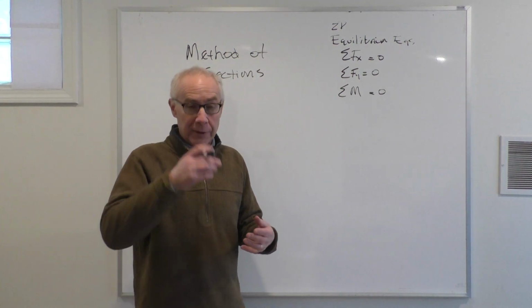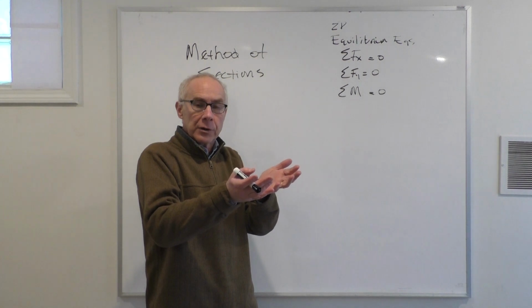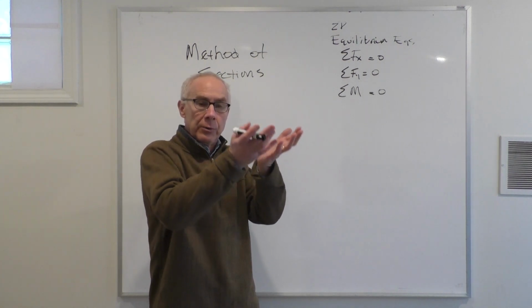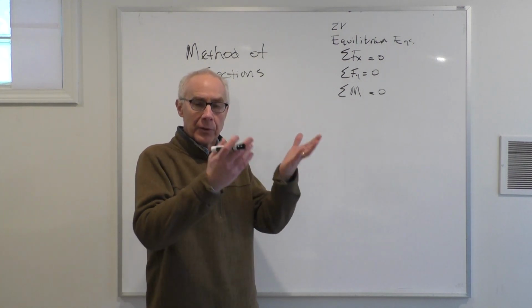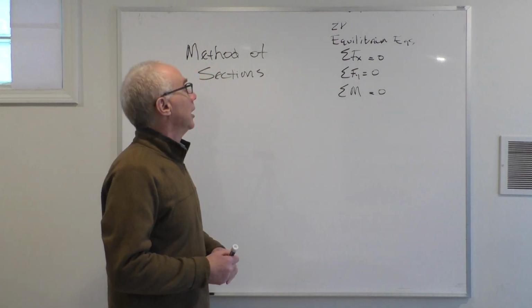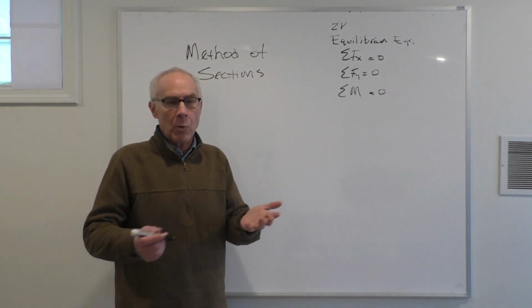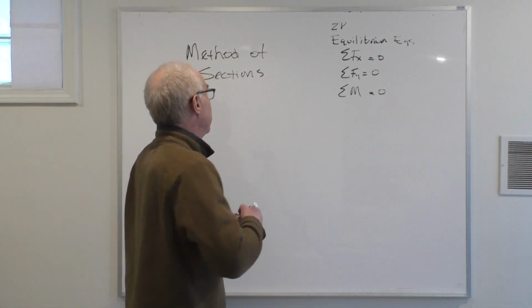And so for the method of joints, remember we isolated a joint, and then we could solve for the unknown forces exerted by the other members on that joint. And actually the method of sections and the method of joints, it's kind of one and the same. And so I'll explain to you what I mean by that.